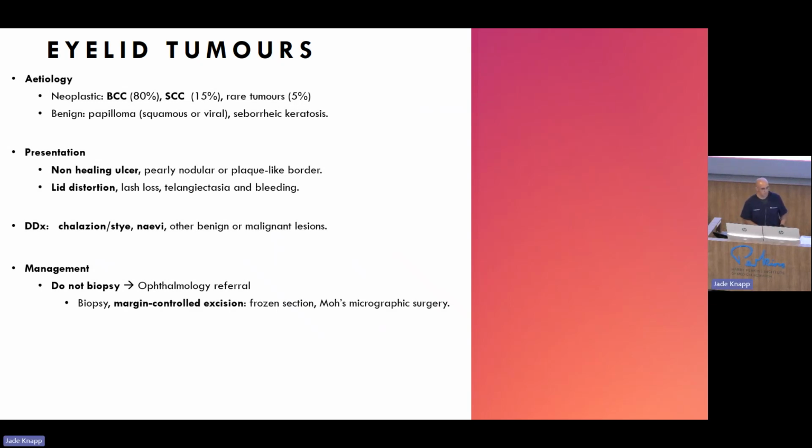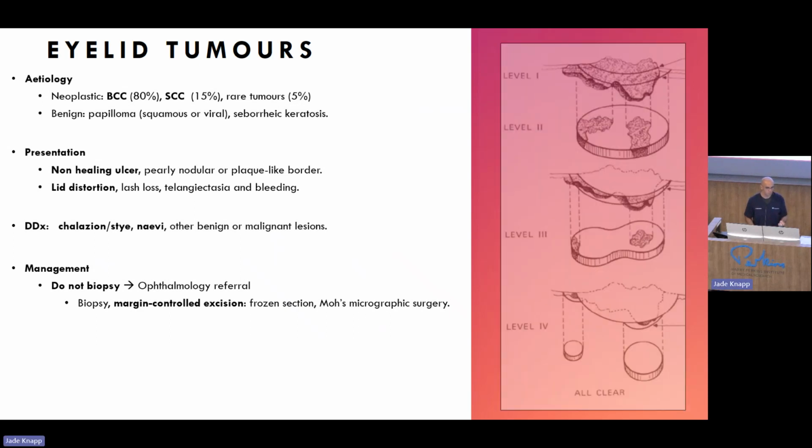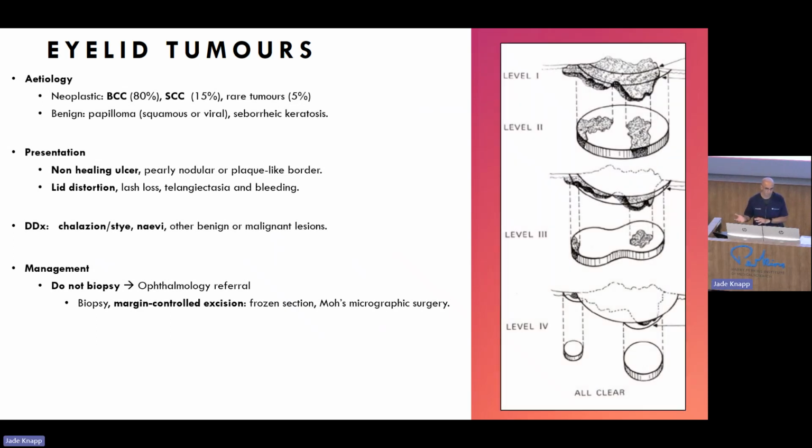What the ophthalmologist will do is potentially do a biopsy, or they may just go straight to a margin-controlled excision, and there are different surgical techniques for that. There's what's called frozen section, there's Mohs micrographic surgery. The principle with Mohs micrographic surgery is that during the operation, the surgeon slices off part of the tumour. That gets looked at under a microscope in real time to see if he's got all of it or not.